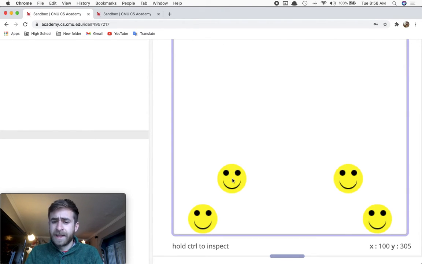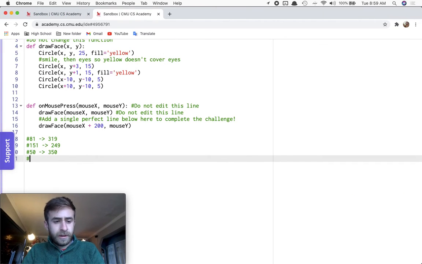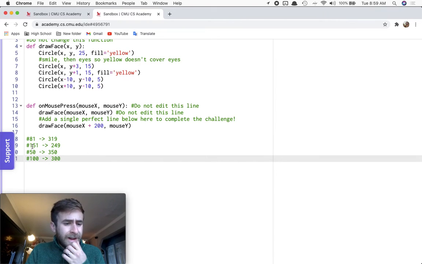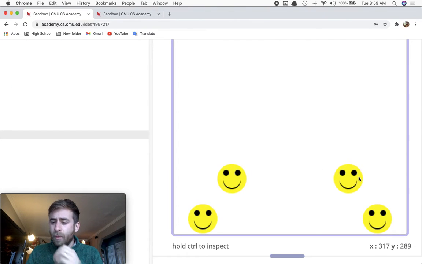So as I'm moving right, it's moving left. 100 in the x goes to 300 in the x. So 50 to 350, 100 to 300. Okay. 100 goes to 300. This is a difference of 300. This is a difference of 200. The amount that's changing is not constant. It's changing around. What if I did the opposite?